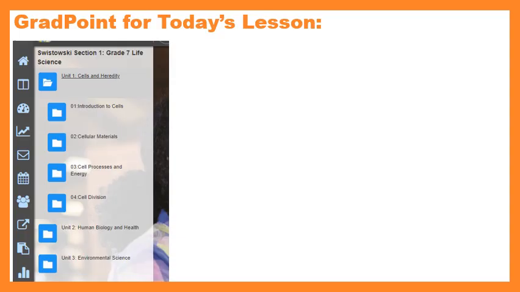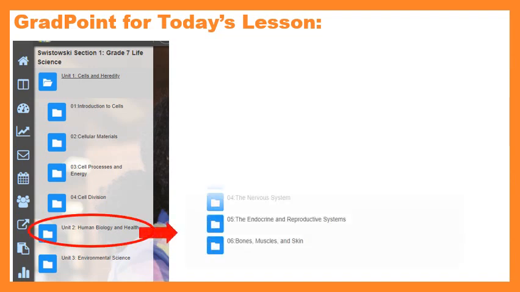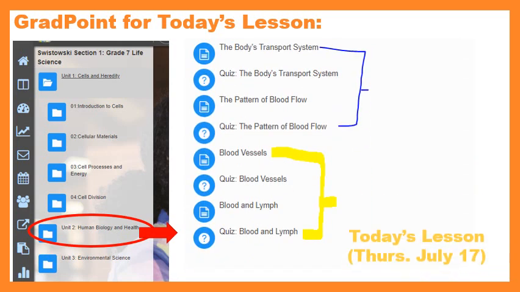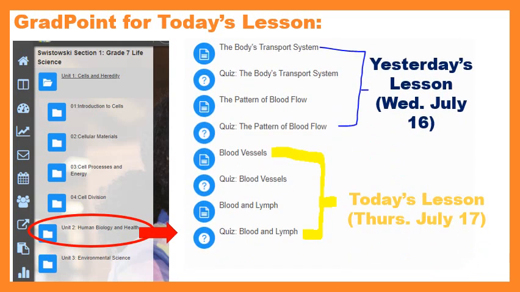Let me show you where you need to go for today's lesson. So we're done with Unit 1. Please click on Unit 2. We're still in Folder 2. Remember, it's a really big folder, so please pay attention. The yellow is what we're doing today, and the blue is what we did yesterday.